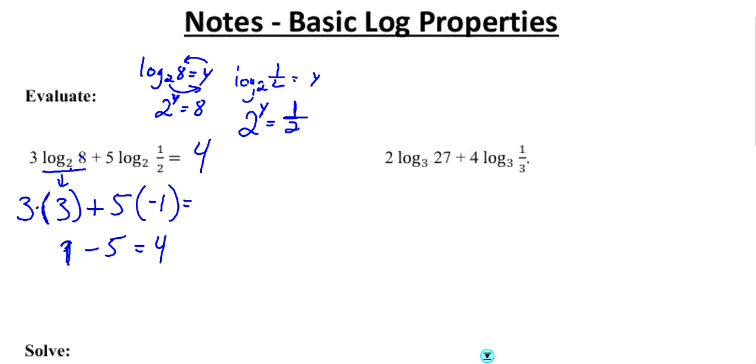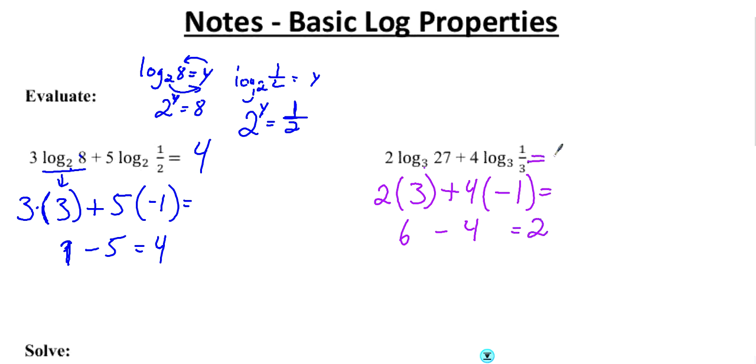So basically we're just using those log properties that we talked about yesterday to evaluate these new logs that we have sitting here right now. Again, same thing here. This is going to be 2. We're going to evaluate this log. This says 3 to what power gives me 27? Well, 3 to the third power gives me 27. Plus 4, and here 3 to what power gives me 1/3? Just like the last problem, that's negative 1. So this is 6 minus 4. Oops, why did I put that 1 there? 6 minus 4, and 6 minus 4 is 2.